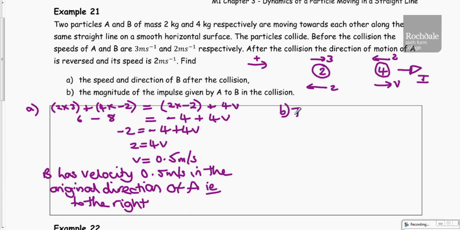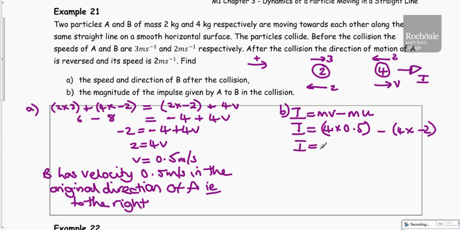And so the impulse we know is given by mv minus mu. So impulse is equal to 4v, that's 4 times a half, minus 4 times u, which was -2. So if you work that out, 4 times a half is 2. We're subtracting -8, so that's +8. And so the impulse is 10 Newton seconds.